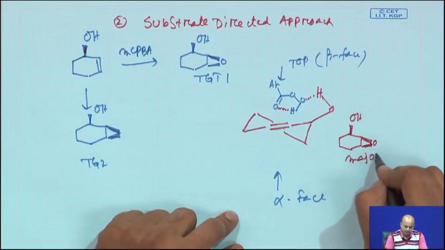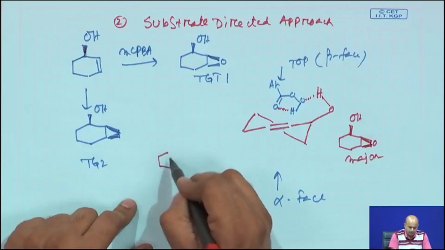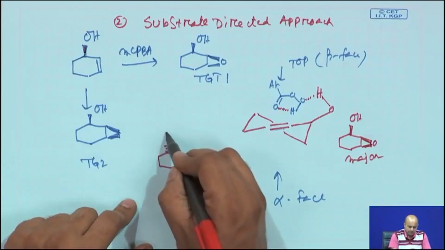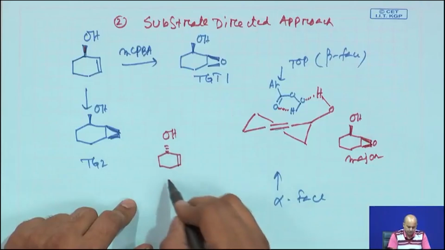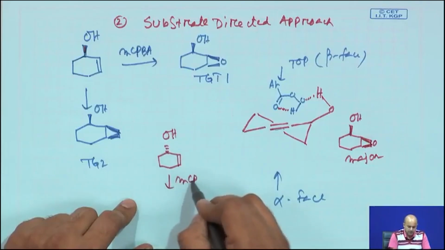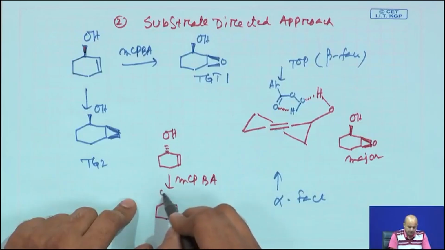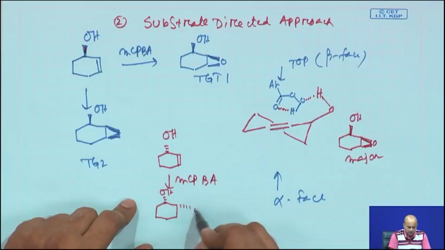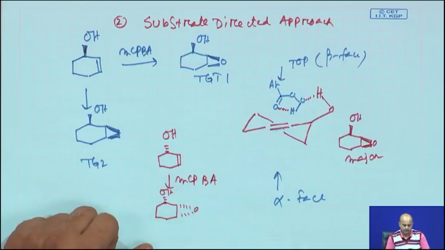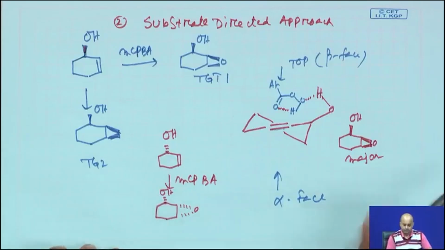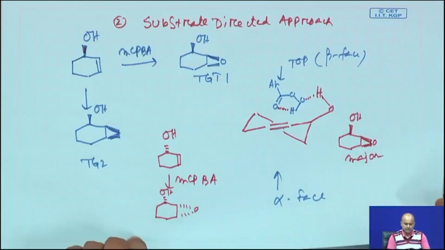Now, if you have this compound like this, sorry, this alcohol, then you do mCPBA, by the same analogy you will get the alpha epoxide. So, depending on the substrate stereochemistry, you can basically control the epoxidation reaction. The second case, you have a similar kind of system where you do a Simmons-Smith reaction.